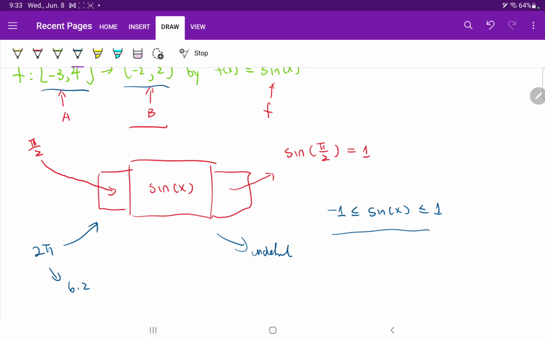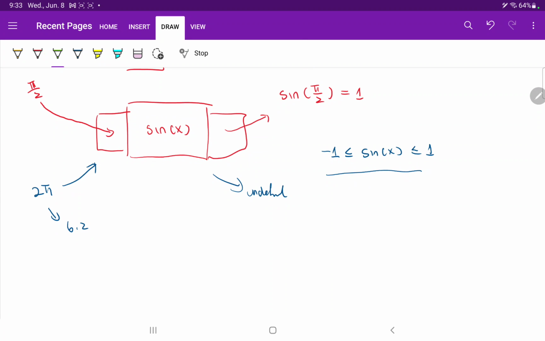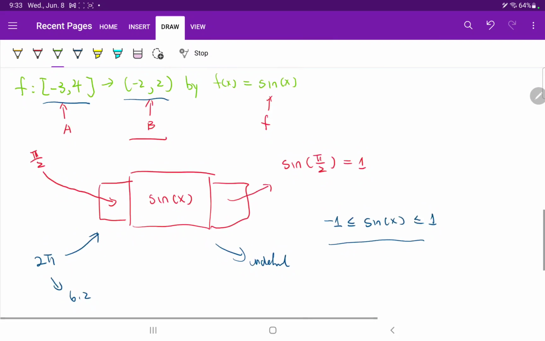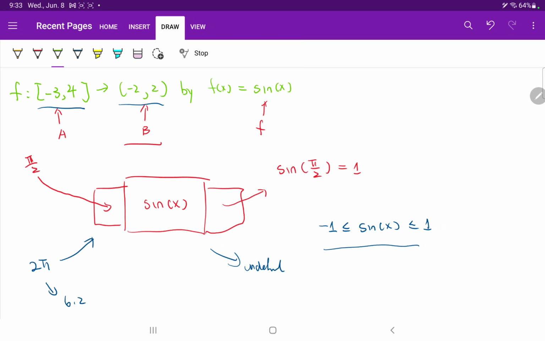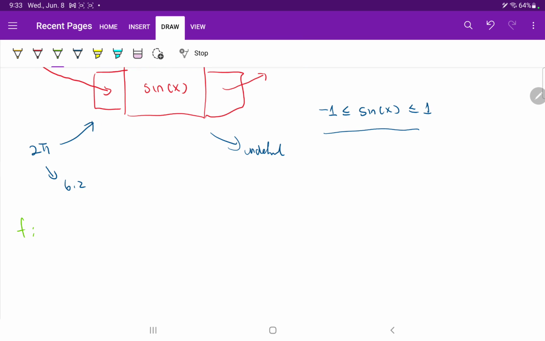So that's what's happening. And usually in high school questions, when you talk about functions such as sine x, they don't restrict the domain, because in this case we restrict the domain to be -3 to 4 and the codomain to be -2 to 2. But in normal questions, they don't restrict it, which means that it's real number to real number. So what this means is that the domain is all the possible real numbers, and the codomain is all the possible real numbers.